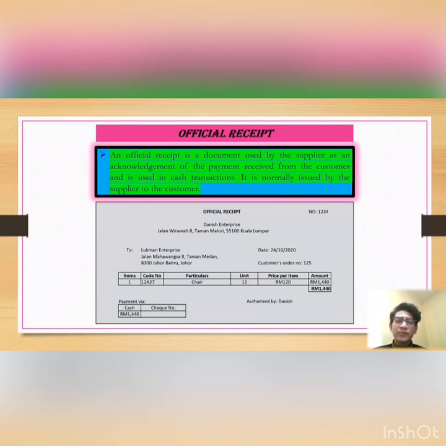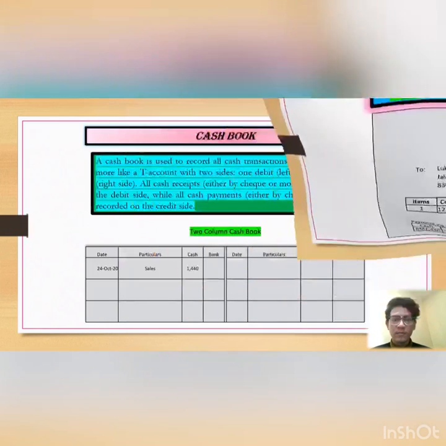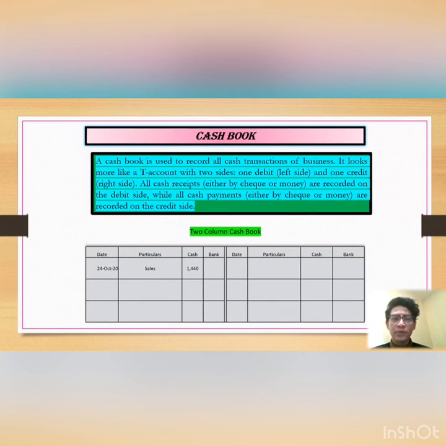In the box below, we can see the example of an official receipt. Cash book. A cash book is used to record all cash transactions of a business. It looks more like a T account with two sides, debit on the left side and credit on the right side. All cash receipts, either by check or money, are recorded on the debit side, while all cash payments, either by check or money, are recorded on the credit side.